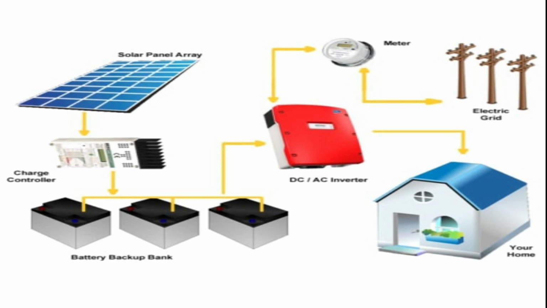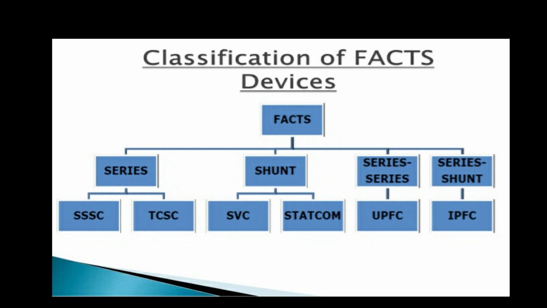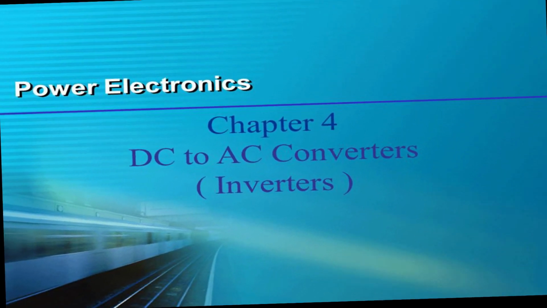A solar panel can generate only DC, but our load wants AC. That's why, to convert this DC to AC, we need an inverter. And we also use DC to AC converters in FACTS devices like SSSC, STATCOM, DVR, etc. So that's why learning about DC to AC converters is most important.